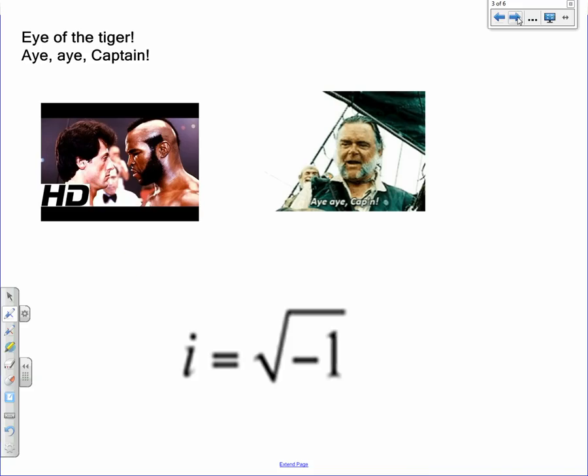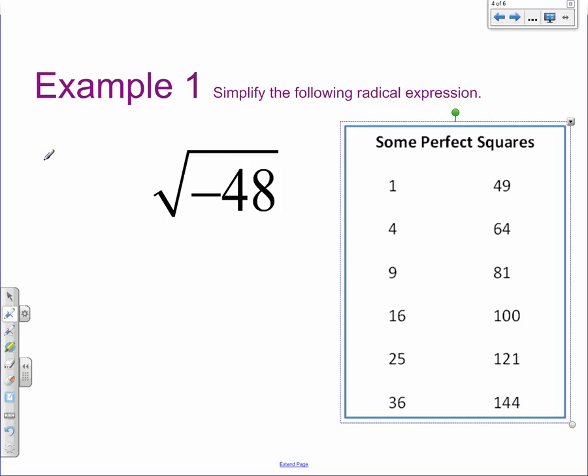The way we work around it is with the letter i. And when I say i, I'm not talking Eye of the Tiger, Rocky Balboa, or aye, Captain, like we're on a ship. We're talking about just a lowercase i, and we're going to say that lowercase i is the square root of negative 1. Now you might be saying to yourself, okay, how is that useful? Doesn't make sense. Well, it's going to allow us to compute square roots that have negatives in them.